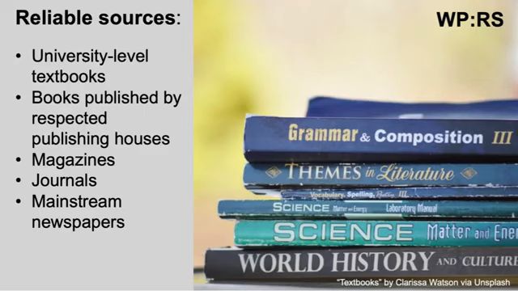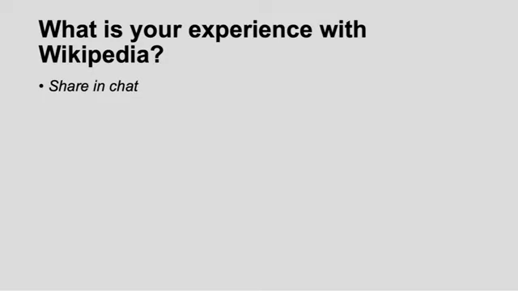Reliable sources on Wikipedia are defined often as tertiary sources, so university-level textbooks or books published by respected publishing houses that have mastheads, that do fact-checking, that kind of are places where rigor has been established. For some articles and topics, magazines are acceptable and mainstream newspapers are acceptable sources, and academic journals are acceptable sources as well. So this is for the project as a whole, and there are specific guidelines for medical content.